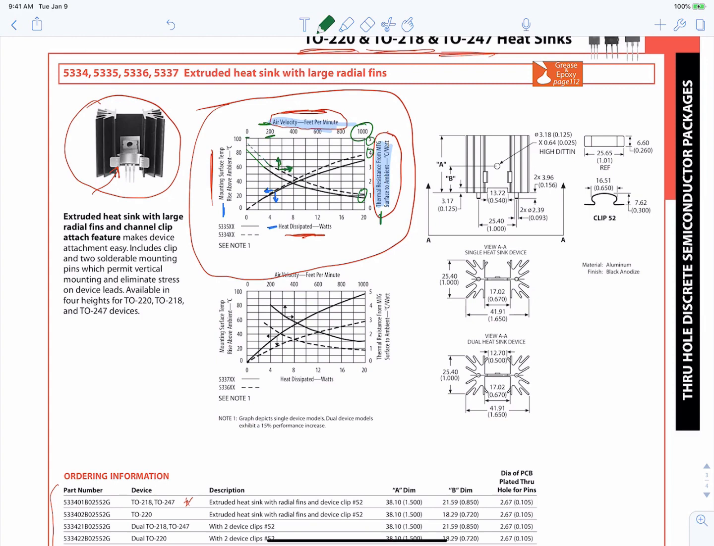So this is a quick overview of what the datasheet for an actual heatsink looks like and how you can determine the sink to ambient thermal resistance for use in your own designs.